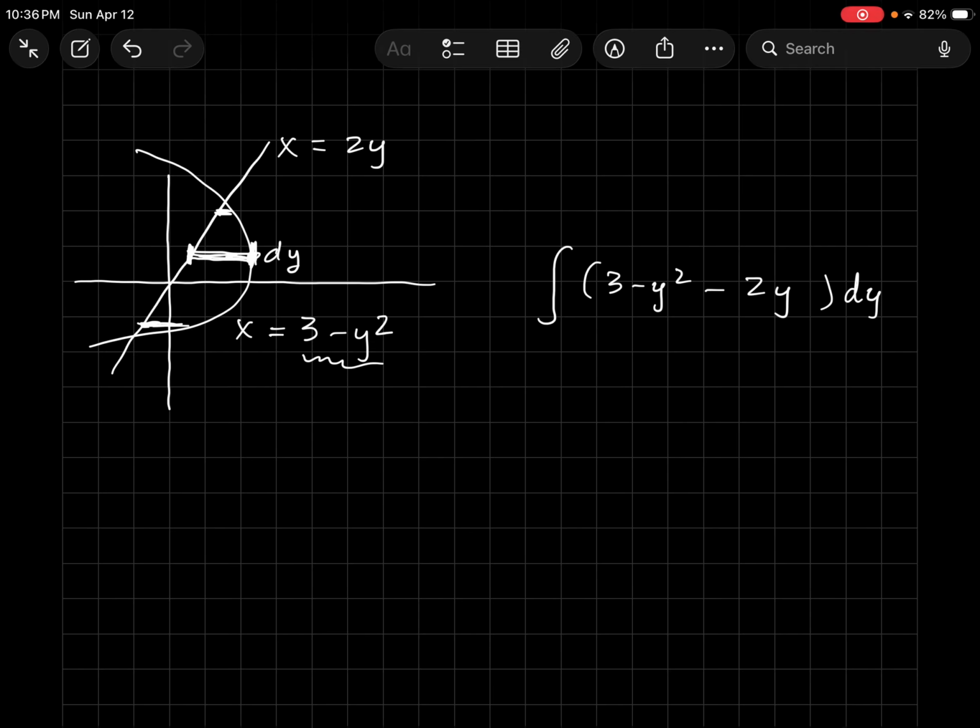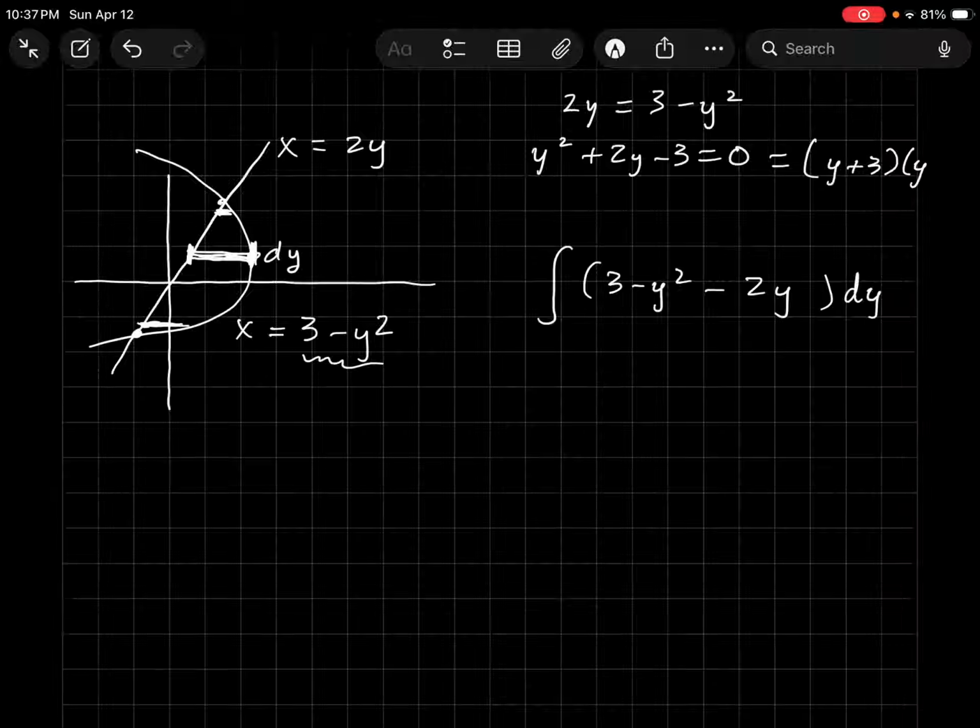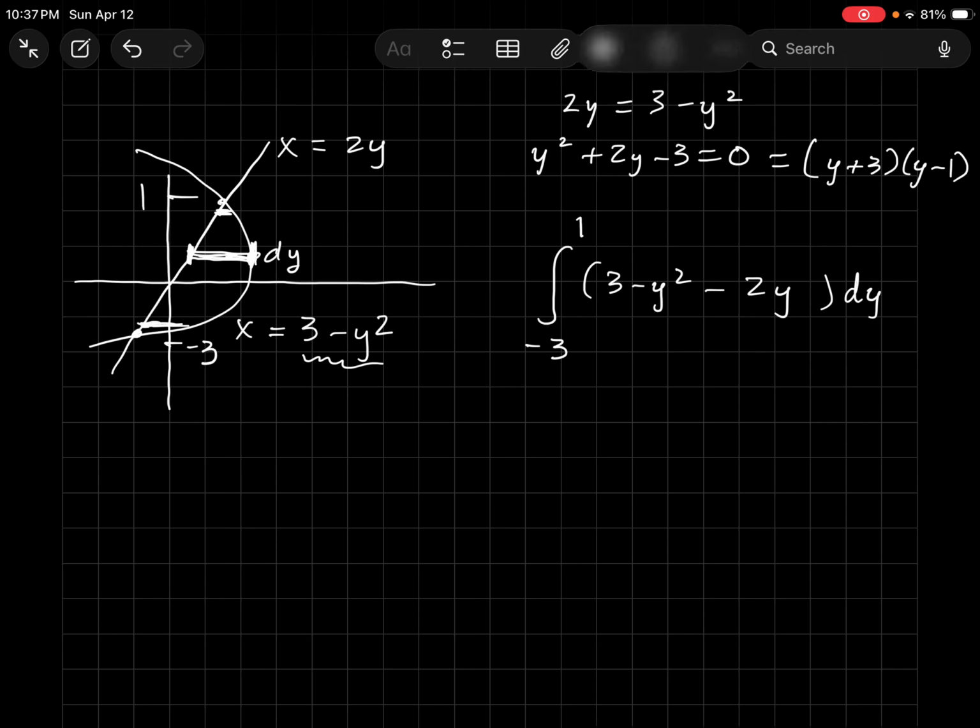The only thing we're missing are our limits, which are going to be the intersection points of these two graphs. So we can set them equal to each other. 2y equals 3 minus y squared. y squared plus 2y minus 3 equals 0. And I'll factor again over here, giving us y plus 3 times y minus 1. Meaning my lower limit, the smaller y value, is negative 3. My upper limit, the higher y value, is positive 1.